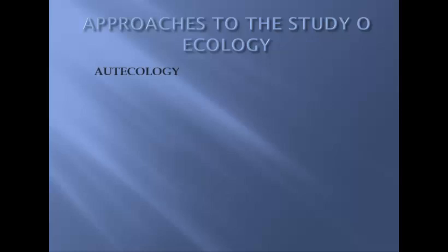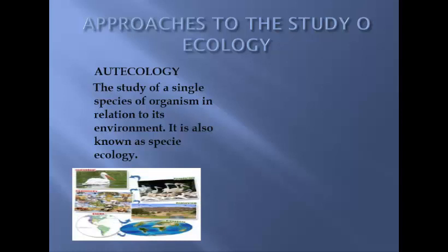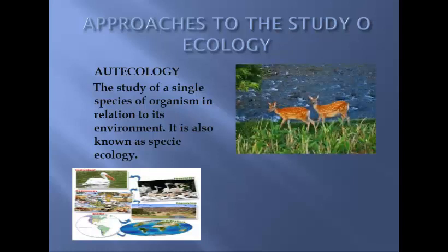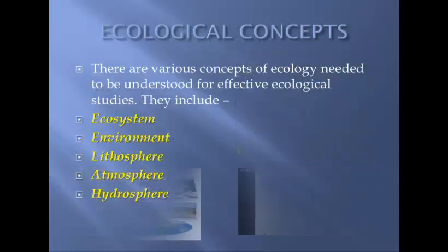Approaches to the study of ecology. 1. Autecology. This is the study of a single species of organism in relation to its environment. It's also known as species ecology. That is, we will study a single individual in its environment, as we have a single dove in its environment. Likewise, an animal, a single species in its environment, you can see the antelope.